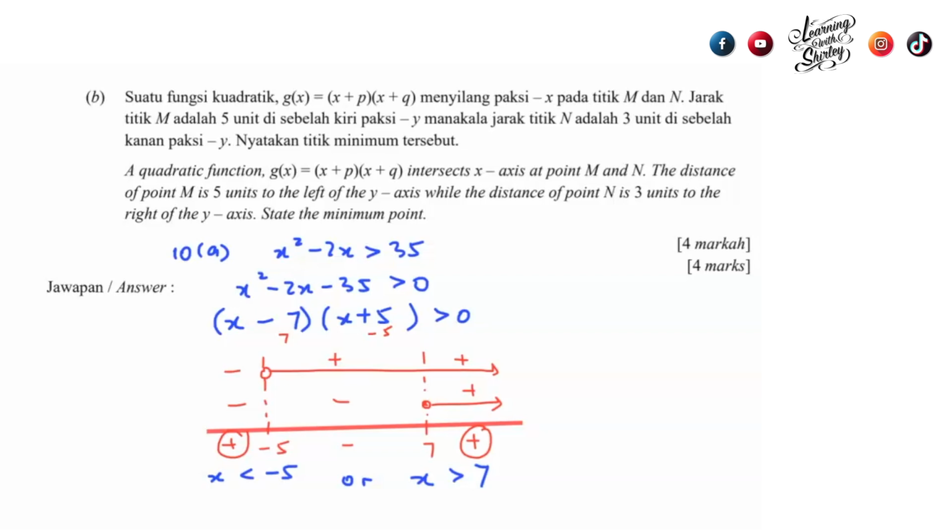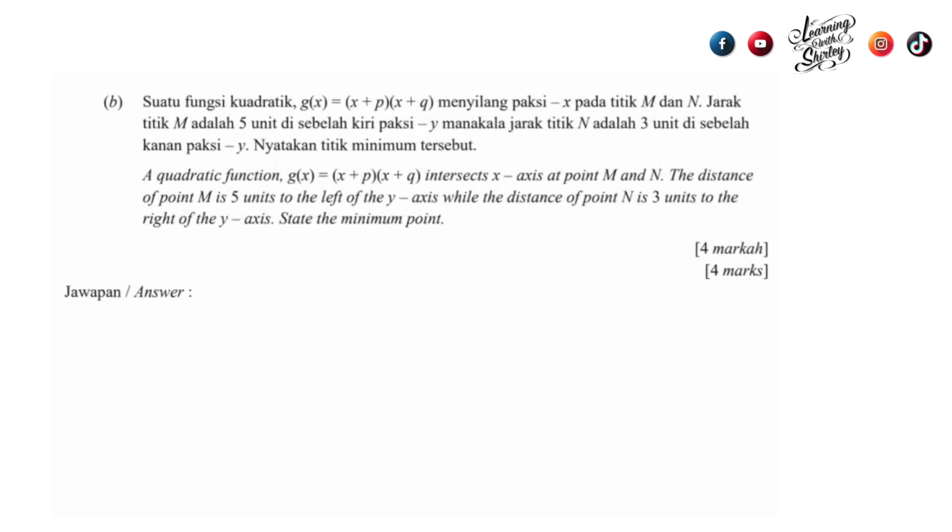This question carries 3 marks. So where do we get the 3 marks? 1 mark for factorization, 1 mark for the number line, and 1 mark for the final answer. And you have to use the number line method.